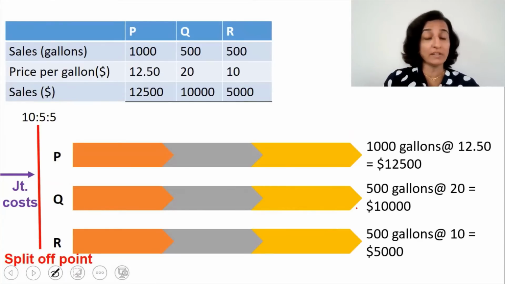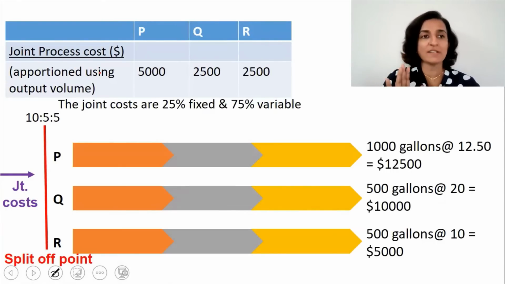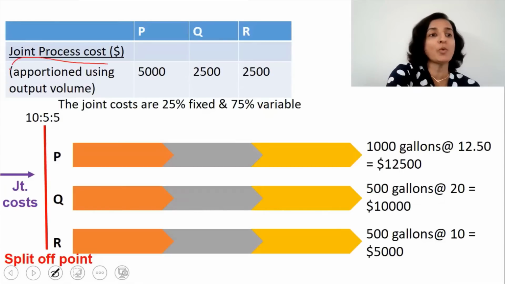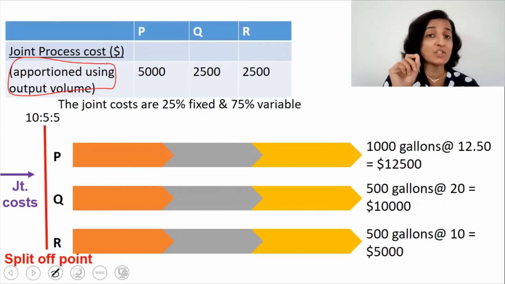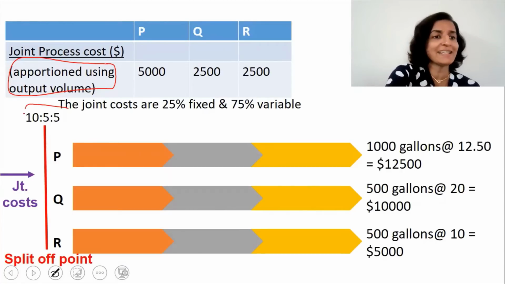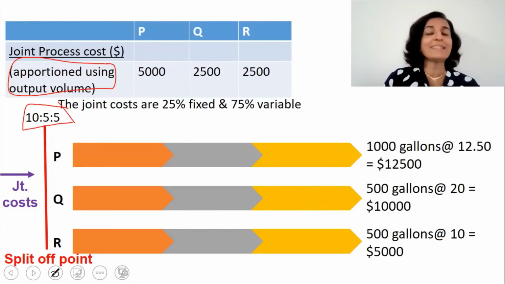Moving further down the income statement, we had the joint process cost. So let's check the details. Joint process cost apportioned using output volume. Okay, so they have mentioned that the joint process cost have been divided between the products based on the output volume. And what was the output volume ratio? In the first para, they had said that the output volume ratio is 10:5:5. If you notice here, the joint process cost has exactly been divided in the ratio of 10:5:5.